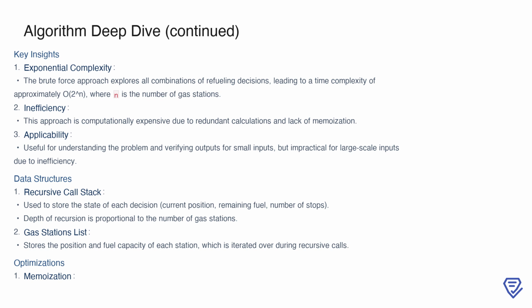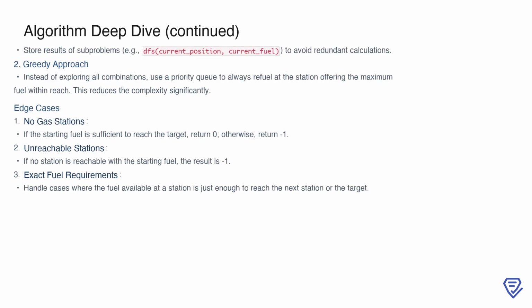By storing the results of previously computed subproblems, we can avoid redundant calculations and significantly improve performance. Memoization ensures that each unique state, defined by the current position and remaining fuel, is computed only once, saving valuable computation time. Another optimization involves adopting a greedy approach. Instead of exploring all combinations of refueling decisions, we use a priority queue to always refuel at the station offering the maximum fuel within reach.